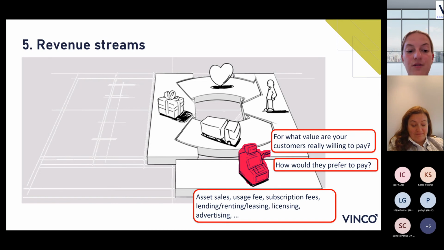And of course, there are also several ways of generating revenue streams. For example, asset sales, which is the most widely understood revenue, so selling ownership rights to a physical product. Usage fee, generated by the use of a particular service. Subscription fee, generated by selling continuous access to a service like a gym membership. Lending, renting, leasing. Advertising, licensing. Those are also ways to generate revenue. So I'm sure you know about that building block.